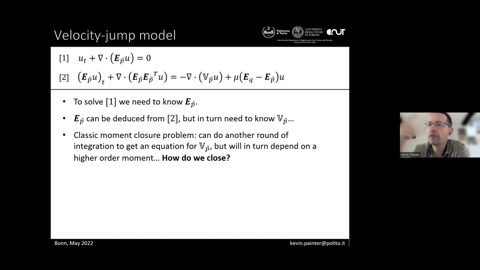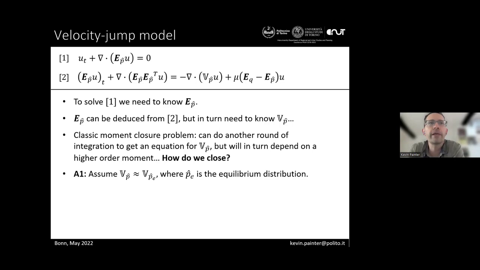So the question is, what do you do in order to close this down? That's where you need to make some sort of approximation. We need to close this at some step in order to get a set of closed equations that can be solved. We're not going to go through any further rounds of integration, though of course you can do that, but we're going to stop here so that we can get to our answer.